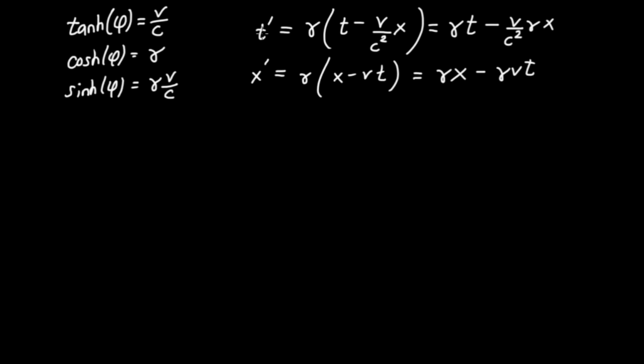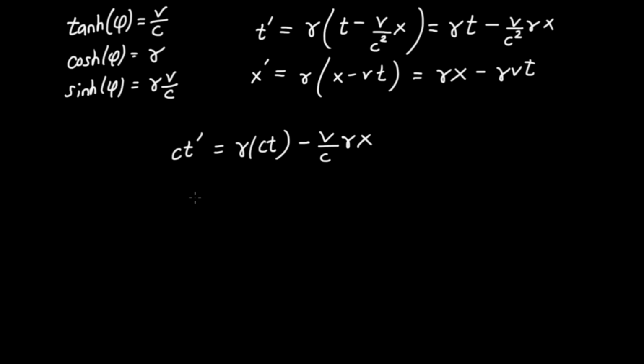And what I'm going to do for this first equation is multiply both sides by c. So on the left, I'm going to have c times t prime. And I'm going to multiply this by c as well. So I get gamma times ct, which I'm just going to put in parentheses for emphasis, minus v over just c, because one of those c's is going to cancel, times gamma times x. So that's my modified equation here.